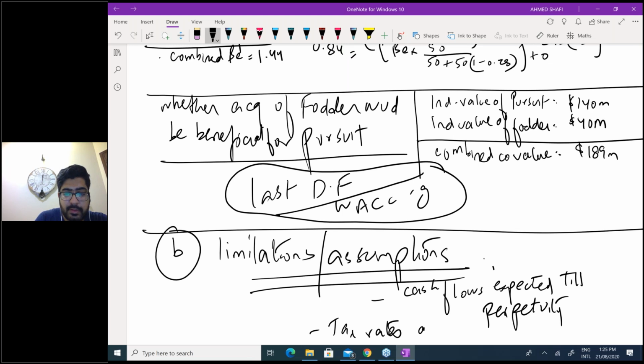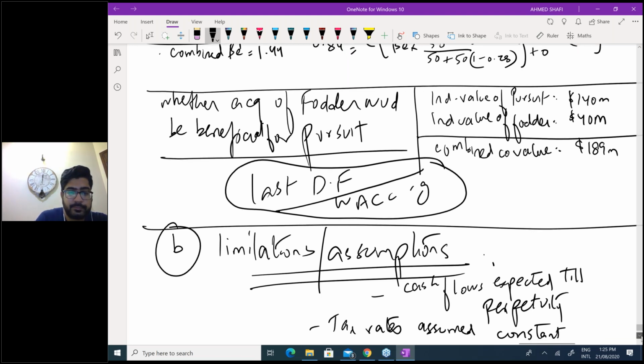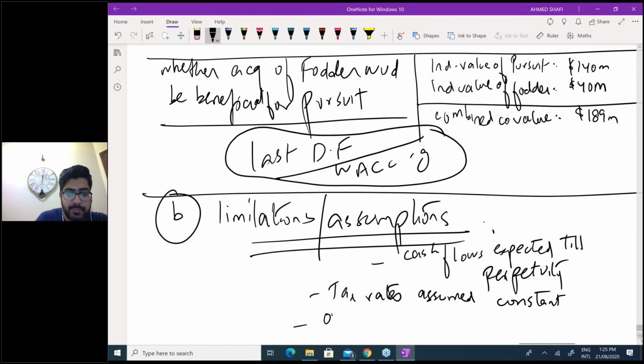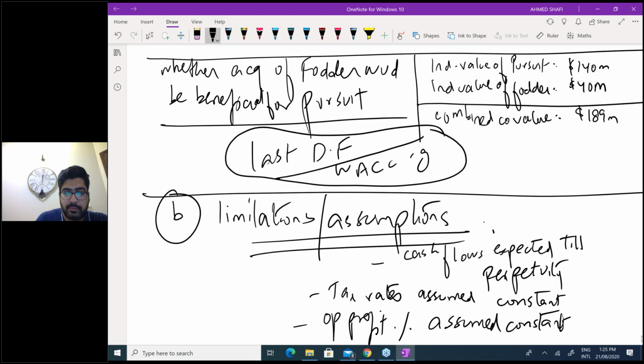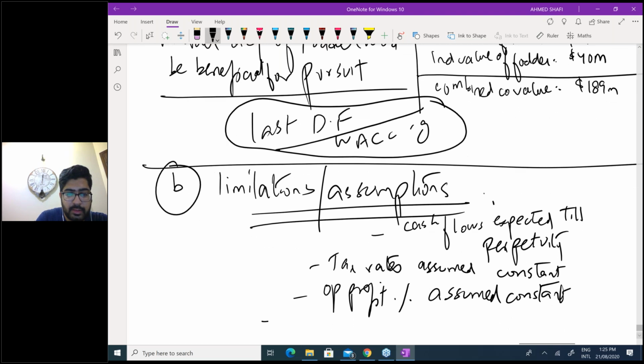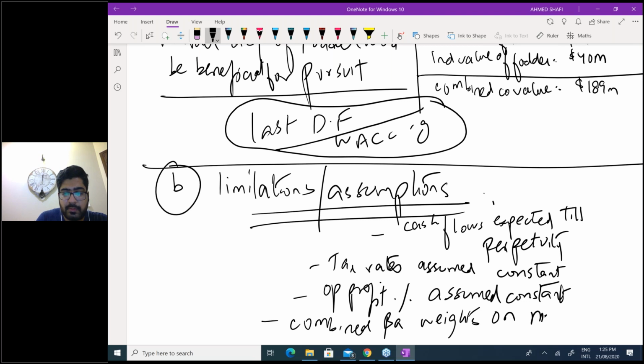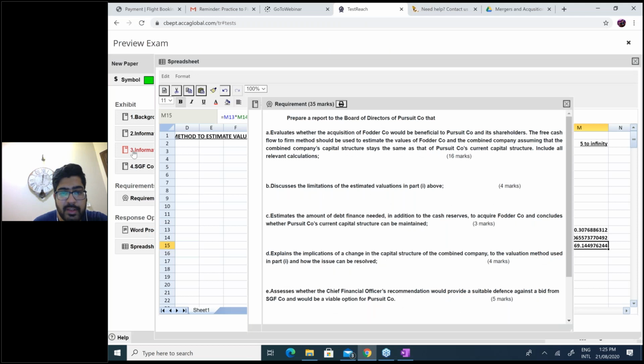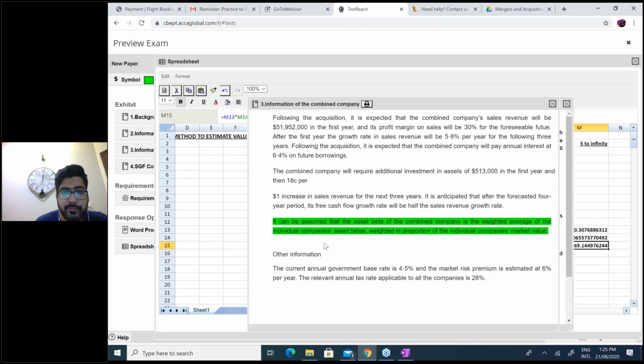Tax rates are assumed constant. Operating profit percentages assumed constant for the foreseeable future. Combined beta asset weights on market values. See, it's written. Some assumptions are general, but some are given in the question. It can be assumed. See this highlighted thing? It can be assumed.